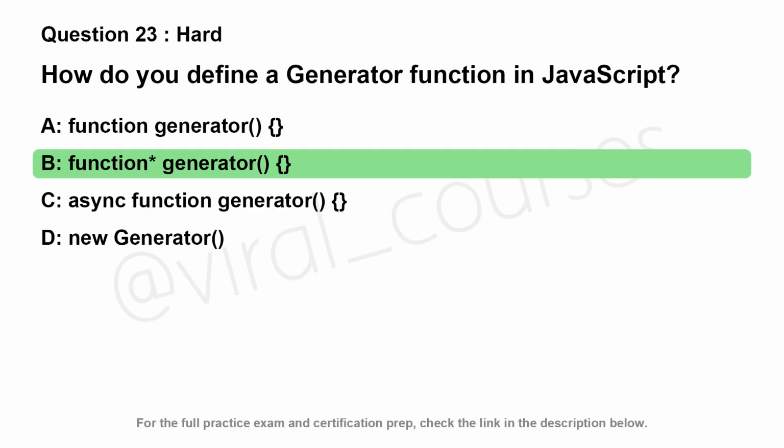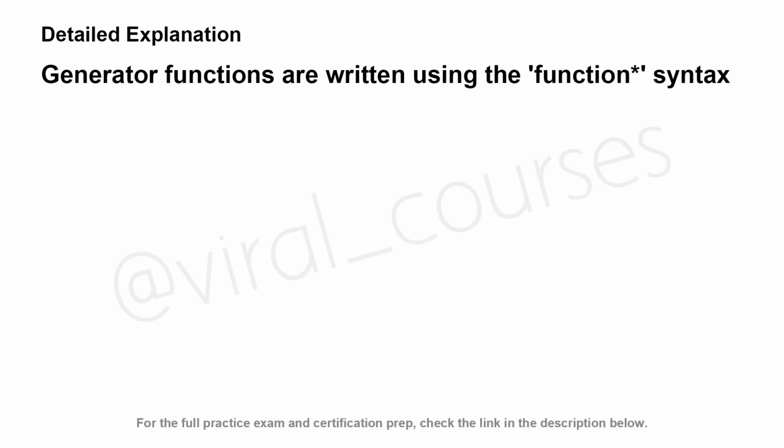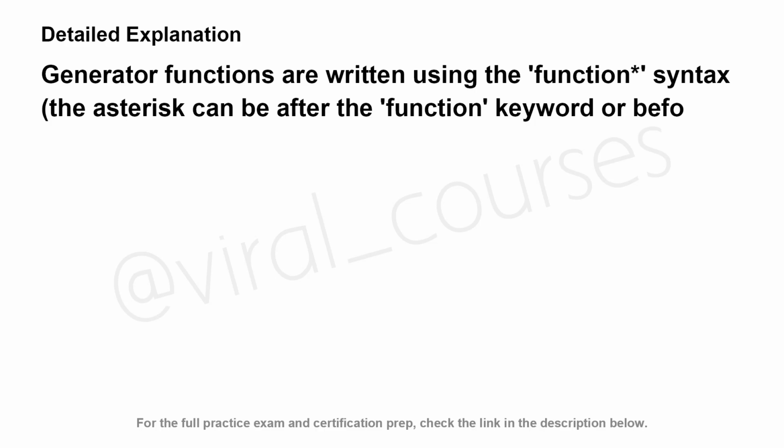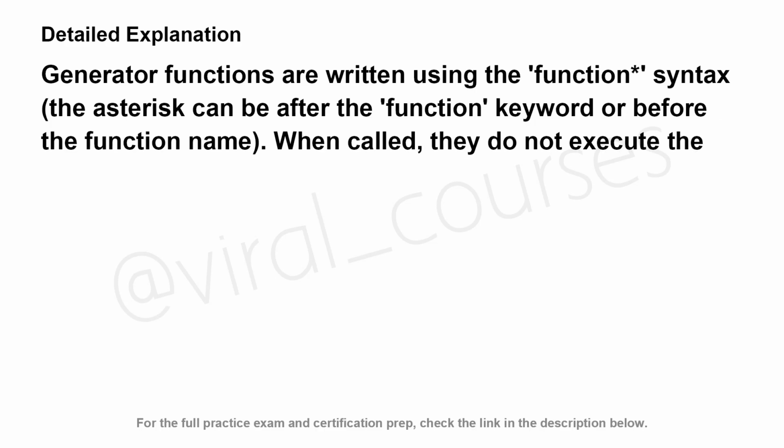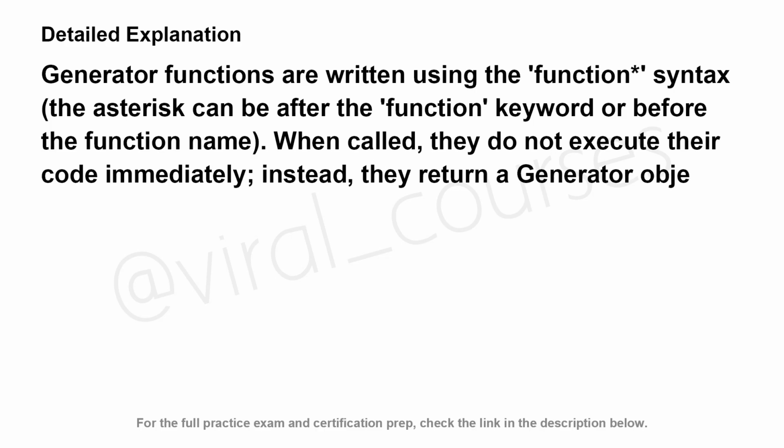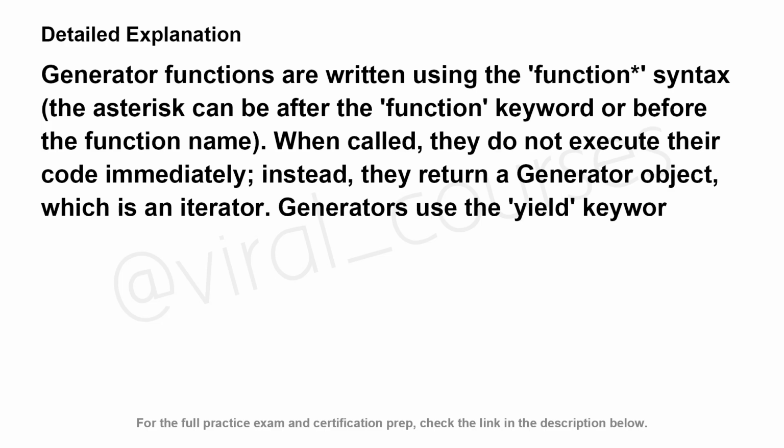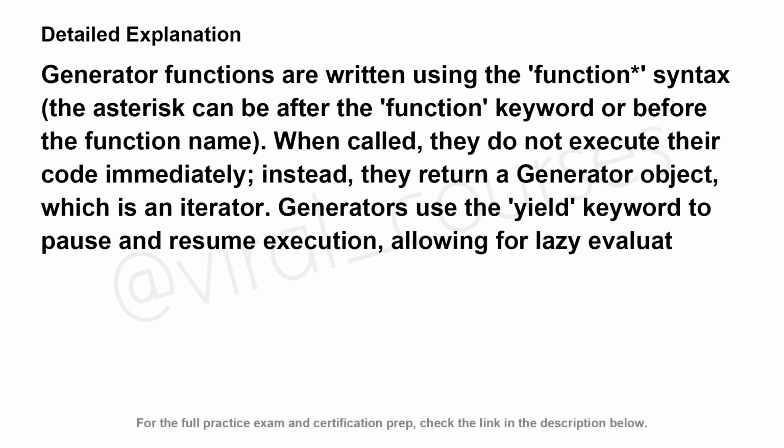The correct answer is B. Generator functions are written using the function asterisk syntax. The asterisk can be after the function keyword or before the function name. When called, they do not execute their code immediately. Instead, they return a generator object, which is an iterator. Generators use the yield keyword to pause and resume execution, allowing for lazy evaluation of sequences.